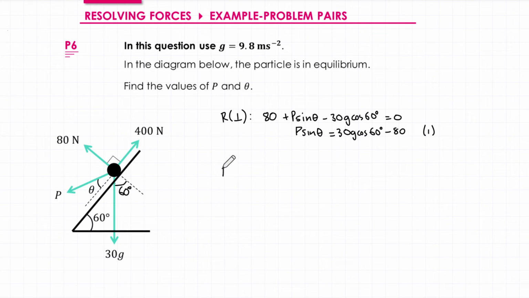Next, we'll resolve parallel to the slope. Let's take upwards as positive. We've got 400 newtons to start with. In the opposite direction, we've got a component of P. We're crossing the angle, so that will be P cos theta. We also have a component of the weight force down the slope. We're not crossing the angle, so that will be minus 30g sine 60.